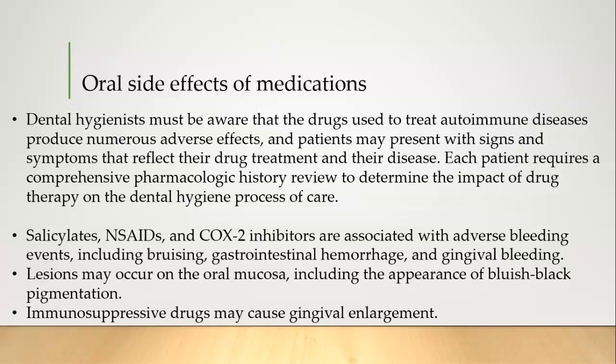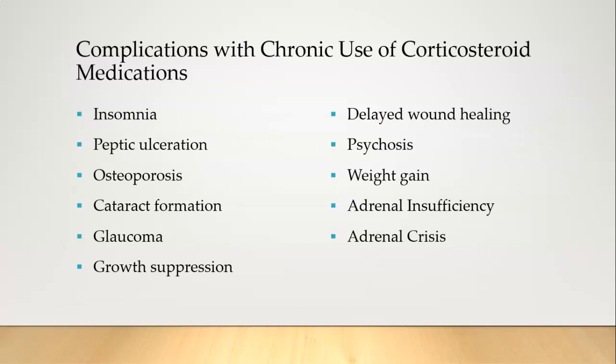Lesions may occur on the oral mucosa, including the appearance of bluish-black pigmentation. Immunosuppressive drugs may cause gingival enlargement. So all of those things we need to be aware of with the side effects of the drugs that patients could be on. Complications with chronic use of corticosteroid medications include insomnia, peptic ulcerations, osteoporosis, cataract formation, glaucoma, growth suppression, delayed wound healing, psychosis, weight gain, adrenal insufficiency, and adrenal crisis.